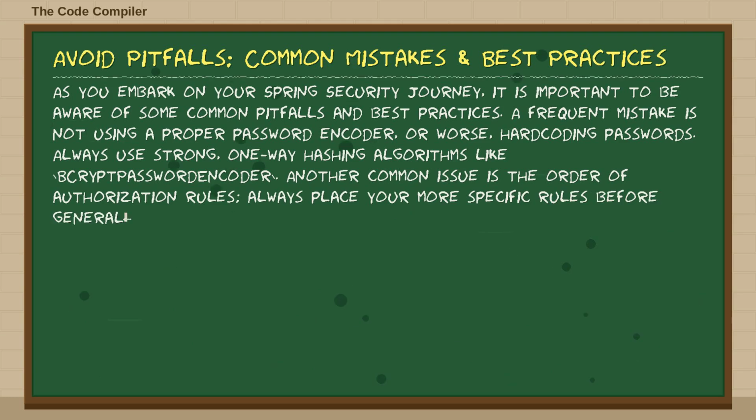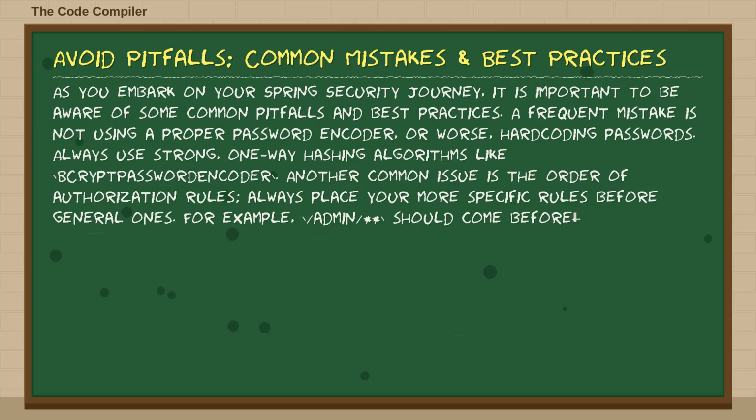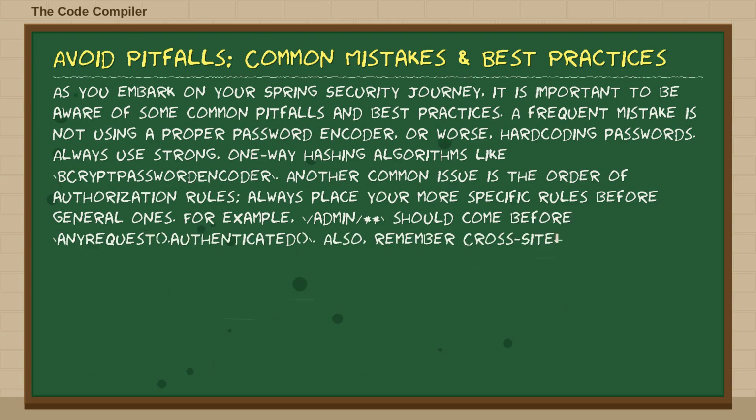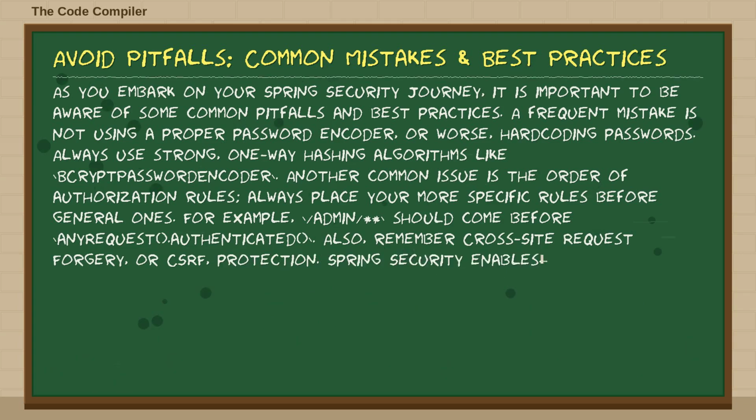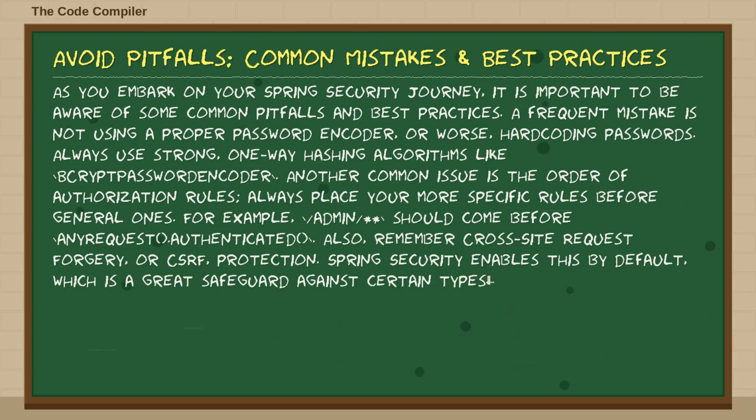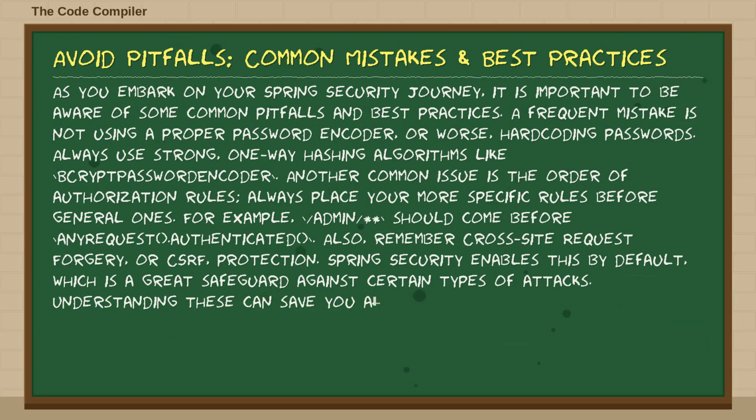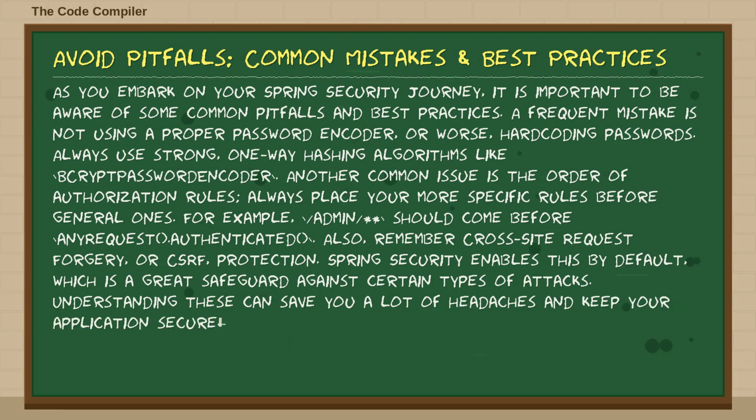For example, the admin rule should come before any request .authenticated. Also, remember cross-site request forgery, or CSRF, protection. Spring Security enables this by default, which is a great safeguard against certain types of attacks. Understanding these can save you a lot of headaches and keep your application secure from vulnerabilities.